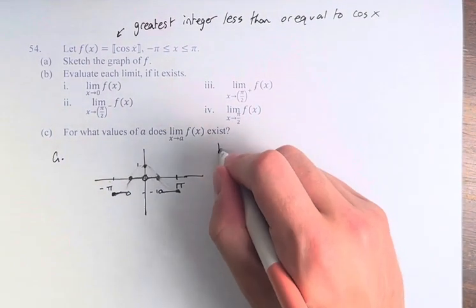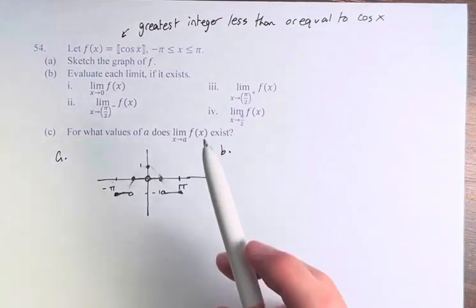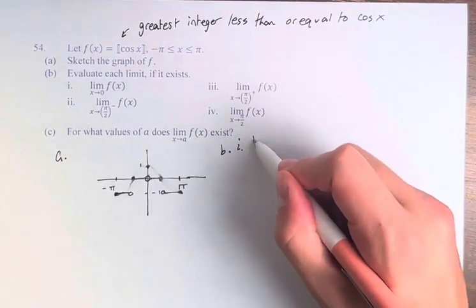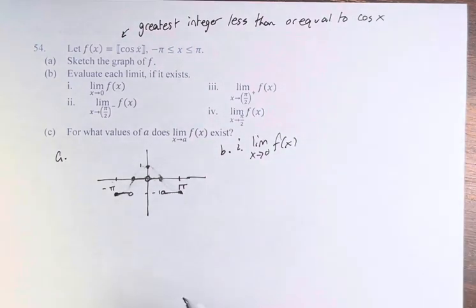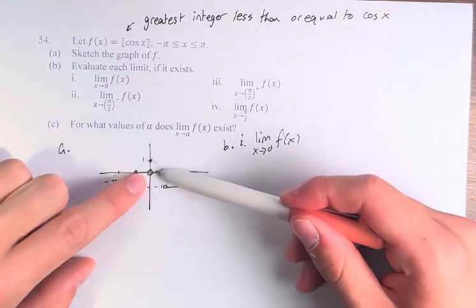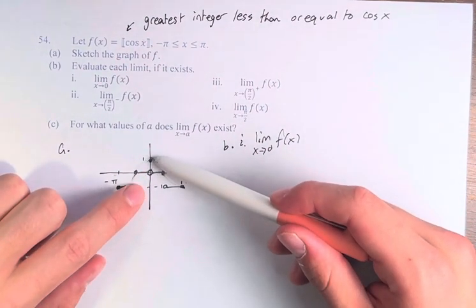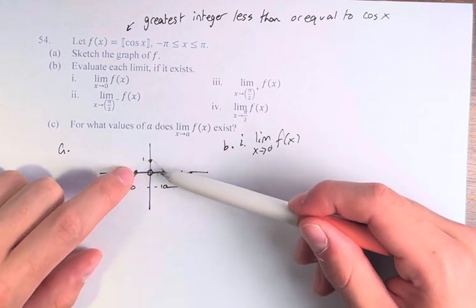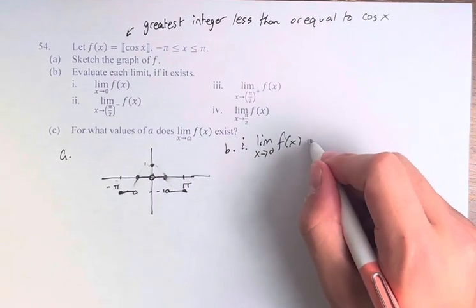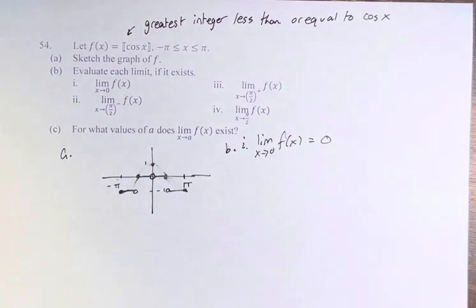So now we're asked to evaluate each limit if it exists. First, we have the limit as x approaches 0 of f of x. So we can see that as we approach from the left and the right, even though the actual value of the function is at 1, as we get closer and closer to 0, we have a value of 0 as we approach. From the left and the right, they're both equal. Therefore, the limit is equal to 0.